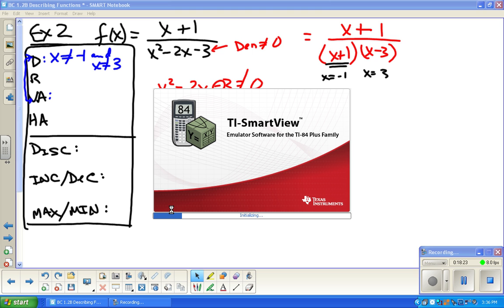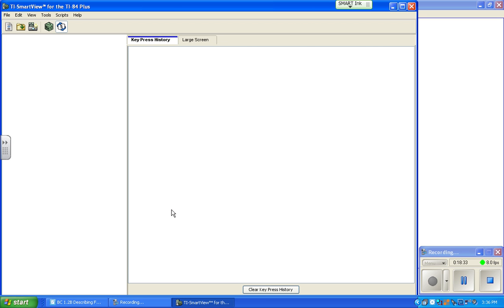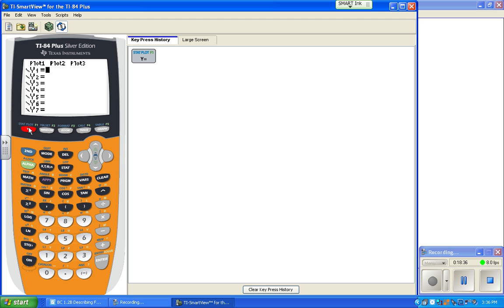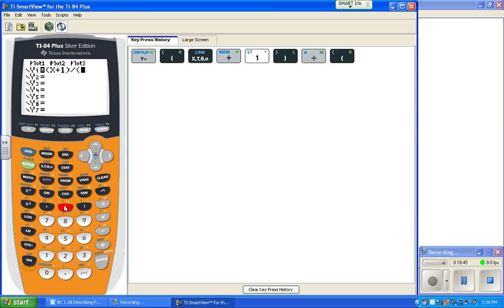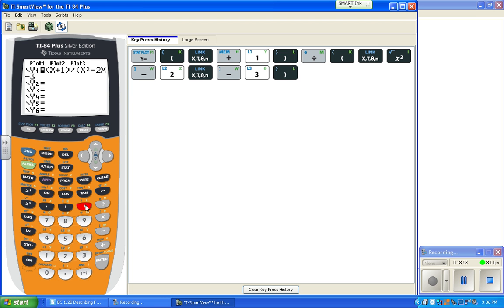So, come on, it's loading. We're almost there. All right, so, oh, come on. There we go. Cool. All right, now I got to remember what the equation was. All right, so y equals, I believe in the numerator it was x plus 1, divided by, in the denominator, again, x squared minus 2x minus 3. I'm hoping that's right. Okay, and I'm going to go to Zoom 6 just to see what happens.